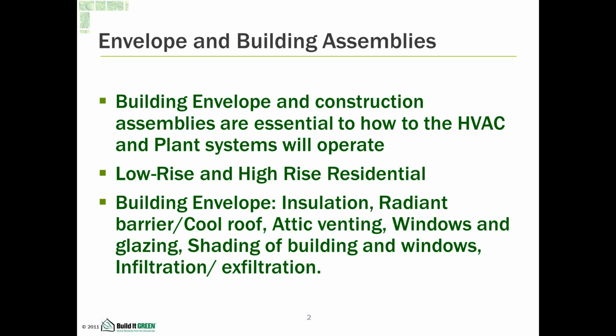energy code. So the building envelope is all insulation, radiant barriers and cool roofs, attic venting, windows and any type of glazing or fenestration, shading, and infiltration and exfiltration. Those are the main components of the building envelope we're going to be discussing today.